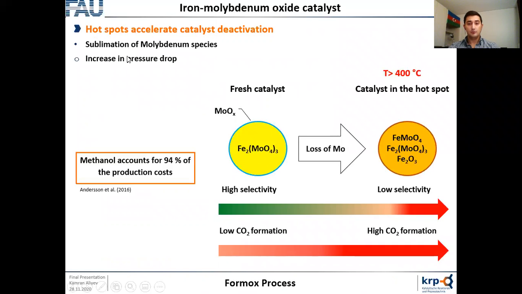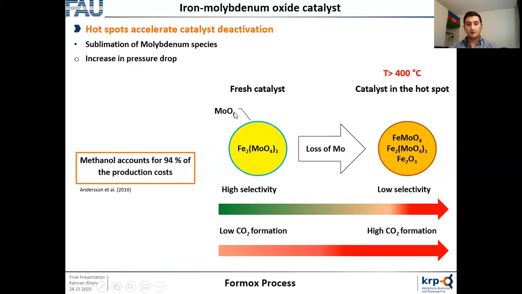So in the given iron molybdenum oxide catalyst, molybdenum oxide phases are responsible for high selectivity towards formaldehyde. However, at high temperatures, these species do readily sublime from the surface, leaving behind iron oxide phases, which do readily catalyze complete oxidation of methanol to carbon dioxide. And it's important to note that selectivity is a vital parameter in the Formox process, as methanol accounts for 94% of the production costs.